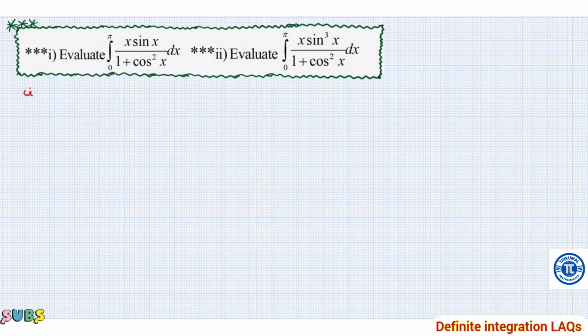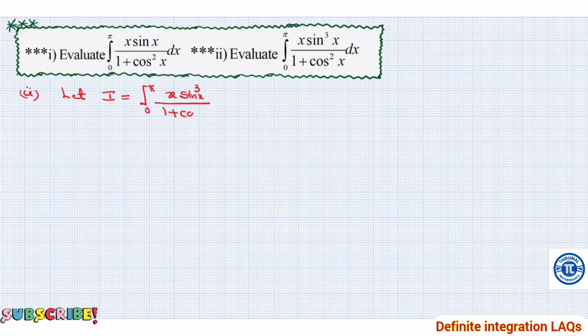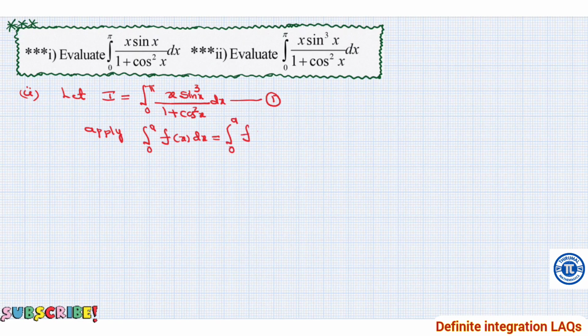Okay, now second one, let I equals integration 0 to pi x sin cube x by 1 plus cos square x dx. Let this be equation number 1. Okay, now apply the property integration 0 to a f of x dx is equal to integration 0 to a f of a minus x dx, where a equals pi in the above equation.